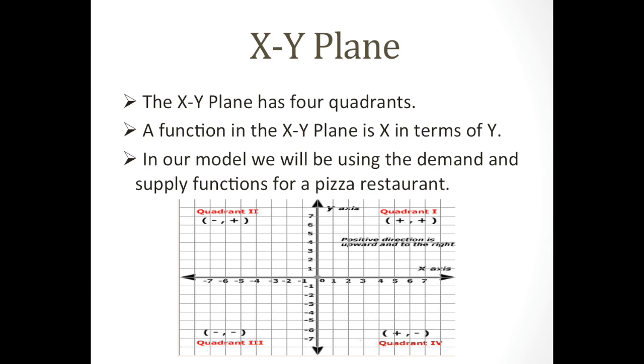The axes of a two-dimensional XY plane divide the plane into four regions called quadrants. These are numbered starting with the top right quadrant and moving around anticlockwise.